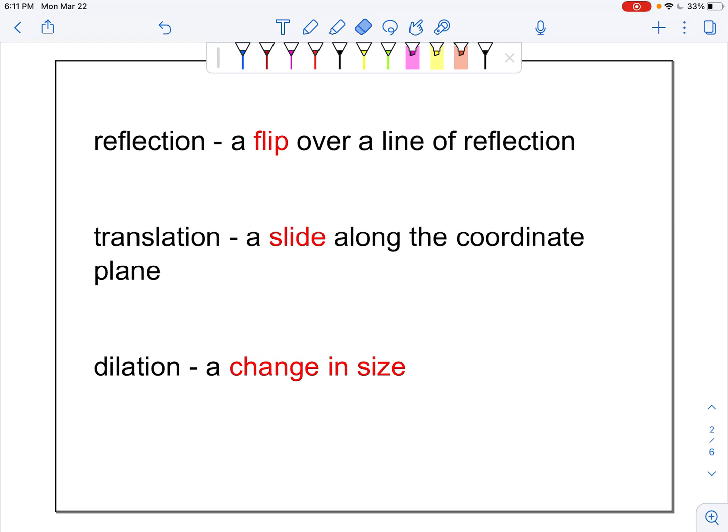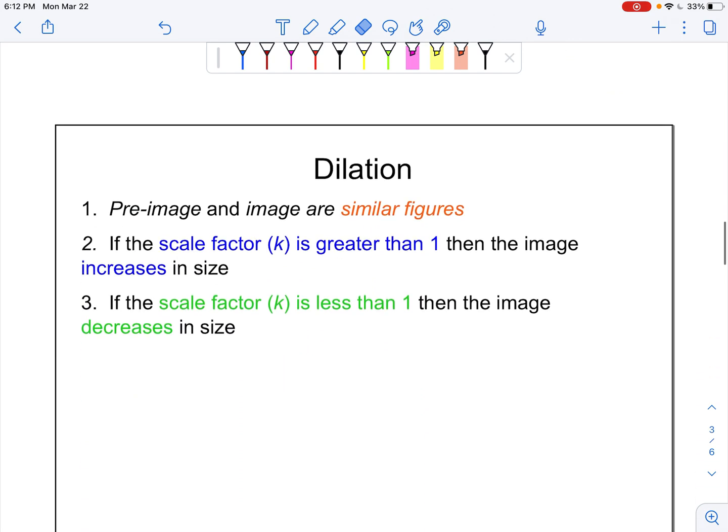A translation is a slide. And a dilation is a change in size. So think about if you've ever been to the eye doctor and they put drops in your eyes and it dilates your eyes, it changes the size of your pupils. So a dilation is a change in size.